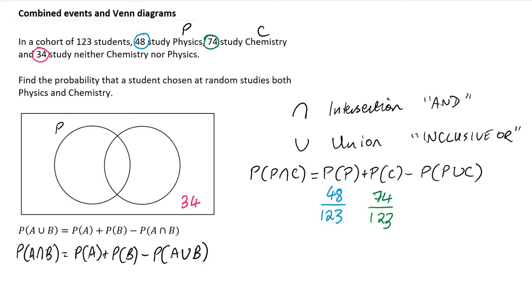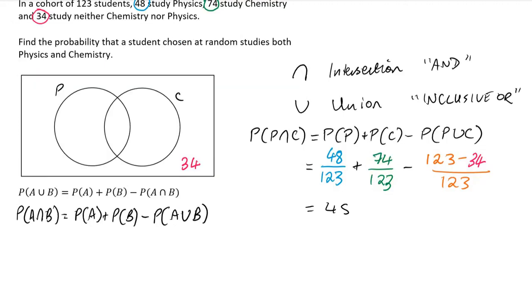So let's label here. We've got physics, we've got chemistry. Now what we're going to have to do is subtract that union. And the union, so that's all people who study physics or chemistry or both, that is 123 minus 34 over 123.